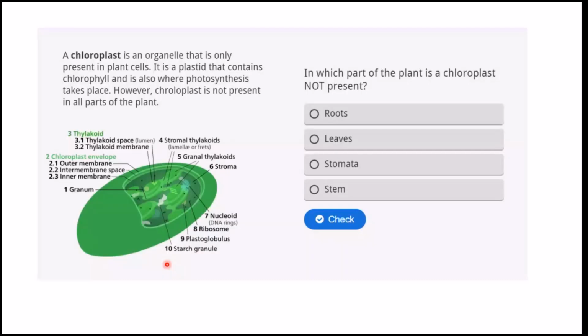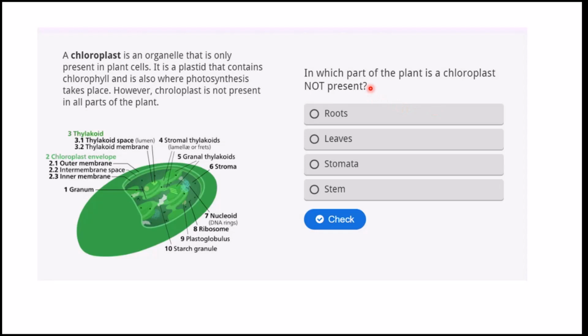All right. So a chloroplast, here you see the structure of a chloroplast, which is an organelle that is only present in plant cells. It is a plastid that contains chlorophyll and is also where photosynthesis takes place. However, chloroplast is not present in all parts of the plant, so I also put this as a structure. We're going to have to check the organelles and stuff like that. But the question here is, in which part of the plant is chloroplast not present?